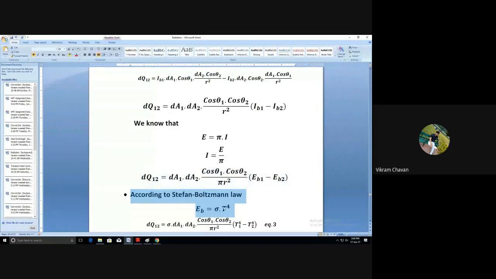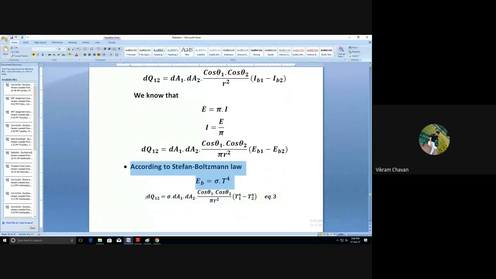So once again, sigma is common inside the bracket. We have taken that sigma common, and in the bracket only T1 raised to 4 minus T2 raised to 4 remains, which is multiplied with sigma multiplied by dA1 multiplied by dA2 multiplied by cos theta 1 multiplied by cos theta 2 divided by pi r square. So that will be considered as equation number 3.